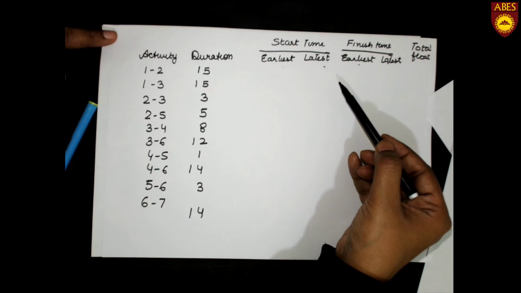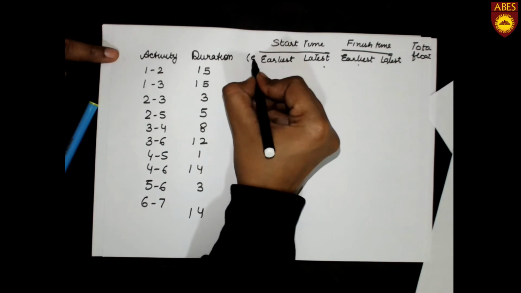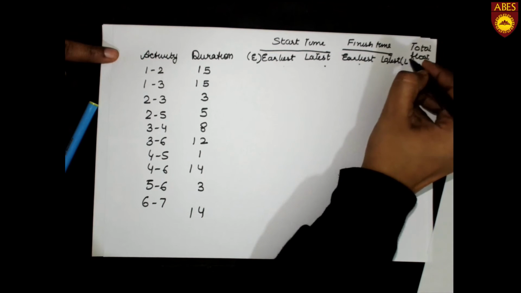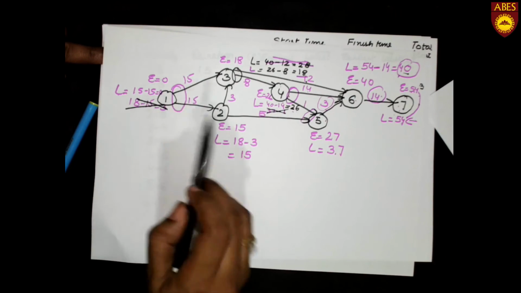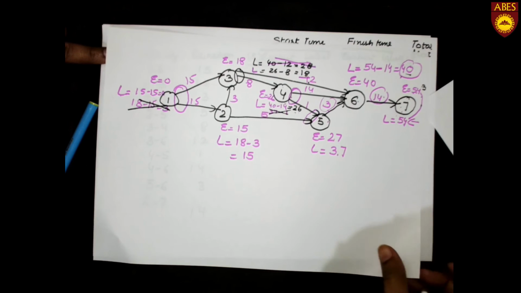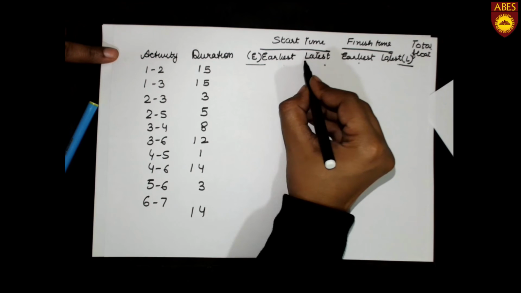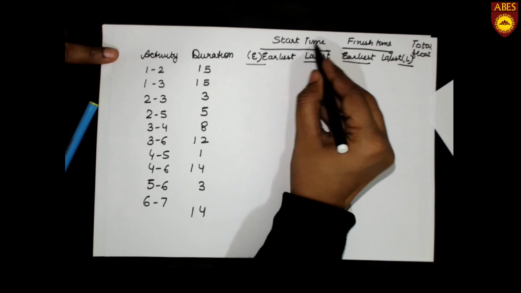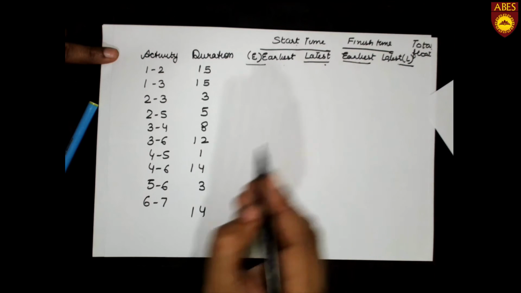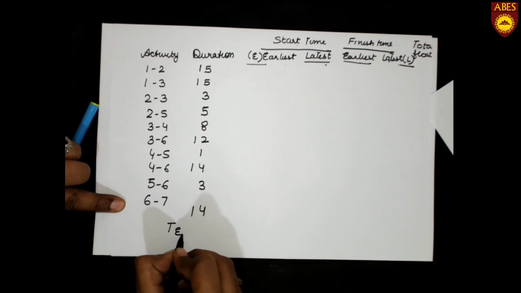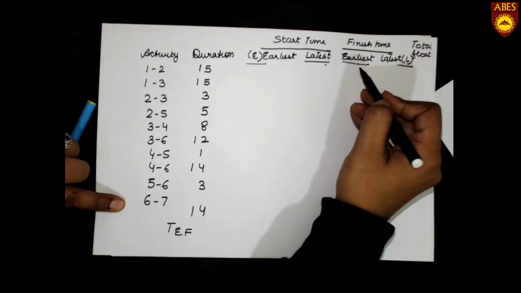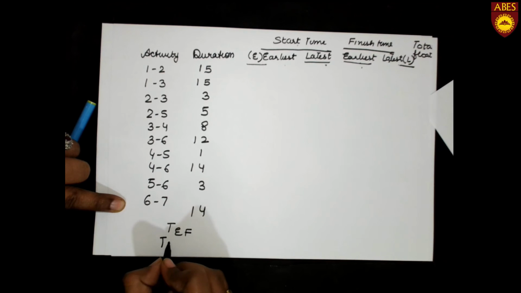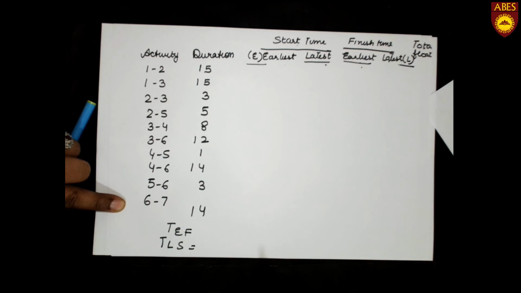Now, before proceeding, I want to discuss 2 terms which I will be using. That is our E and this is our L. We have found E and L values from this diagram. You have seen this is the network, this is E and L. We have found the L, but there are 2 more terms which we will be finding out: the earliest start time and latest finish time. This is TEF, earliest finish time, and TLS, that is the latest start time.